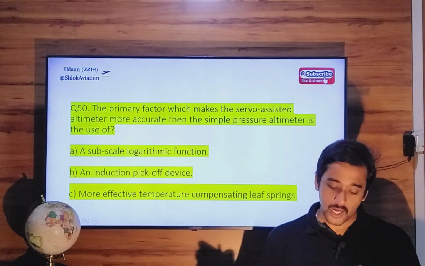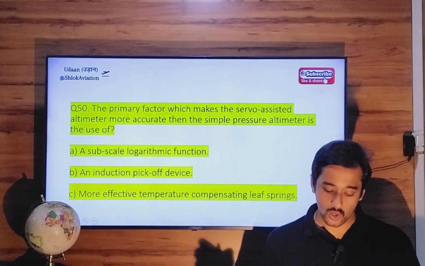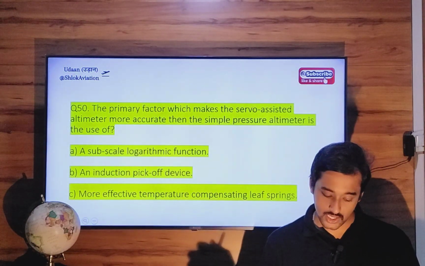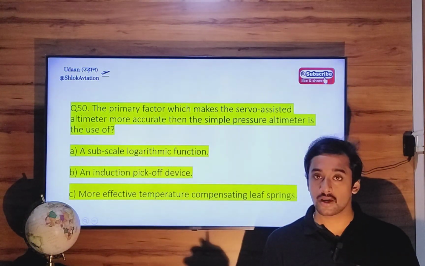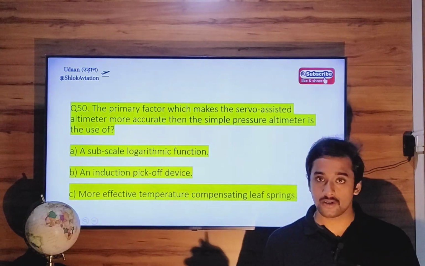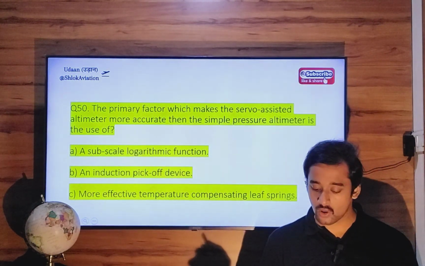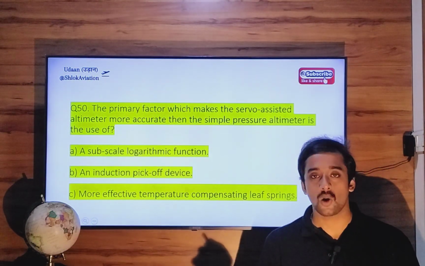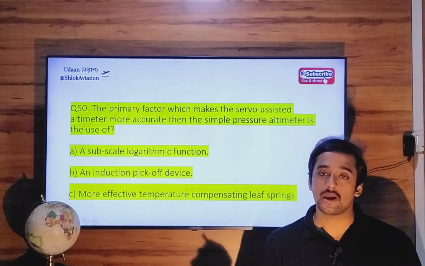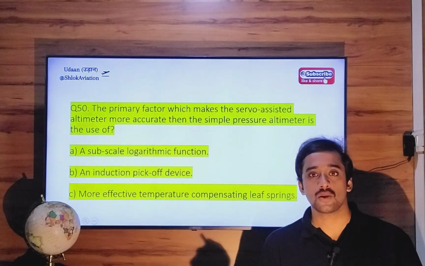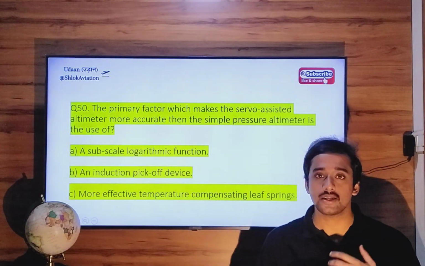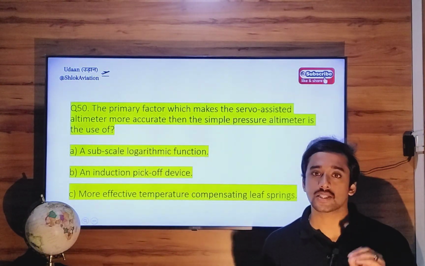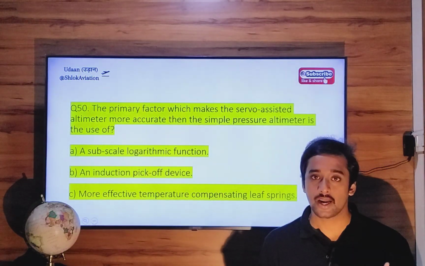Question 50. The primary factor which makes the servo assisted altimeter more accurate than a simple sensitive pressure altimeter is: a subscale, logarithmic function, induction pick-off device, or more effective temperature compensating leaf springs. A conventional simple pressure altimeter has moving parts, and these moving parts are subject to friction. Whenever there is friction among different moving parts, whatever indication is shown by the altimeter suffers some kind of lag, some kind of delay.